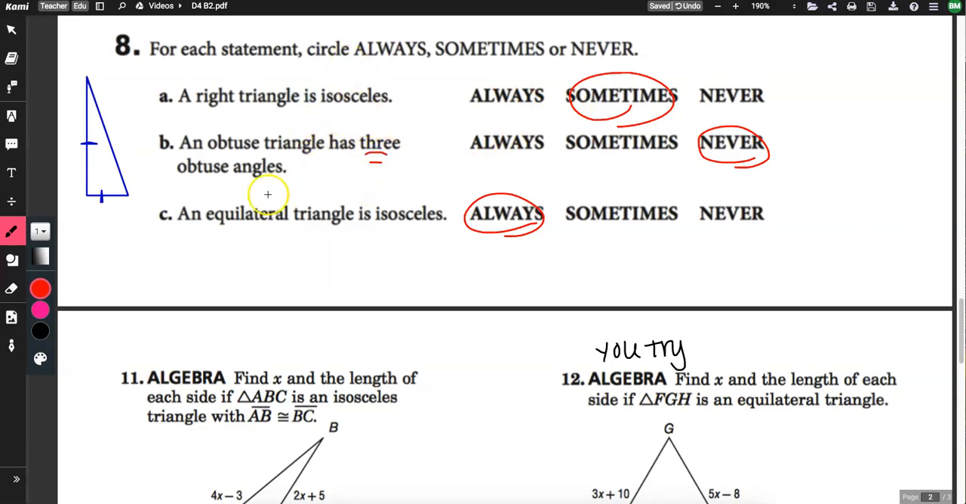Part B, an obtuse triangle has 3 obtuse angles. It can only have one. We talked about that at the beginning very briefly. So this is never, because if it has more than one angle that's greater than 90, there's no room for the third angle, so never.